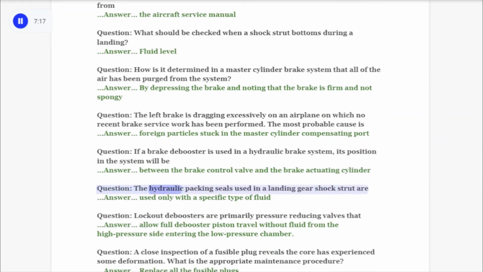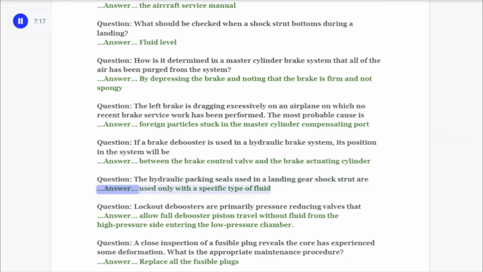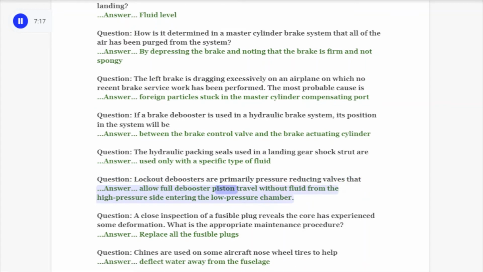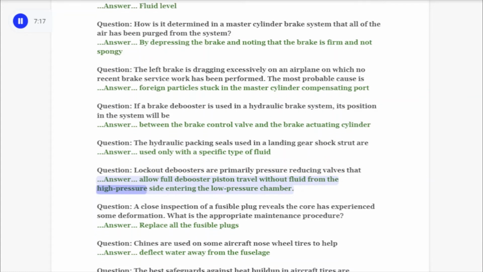Question: the hydraulic packing seals used in a landing gear shock strut are: answer: used only with a specific type of fluid. Question: lockout deboosters are primarily pressure reducing valves that: answer: allow full debooster piston travel without fluid from the high pressure side entering the low pressure chamber.